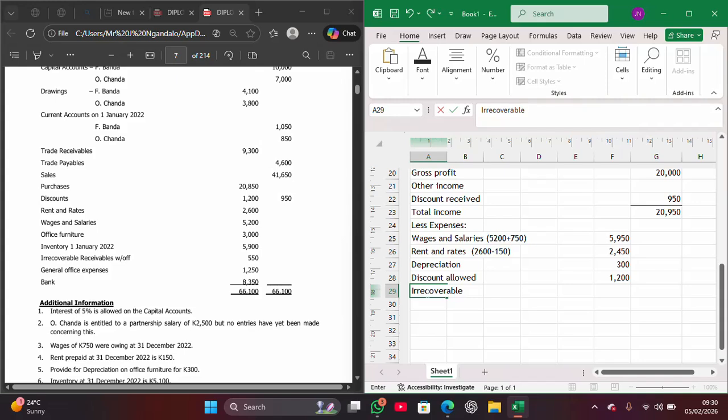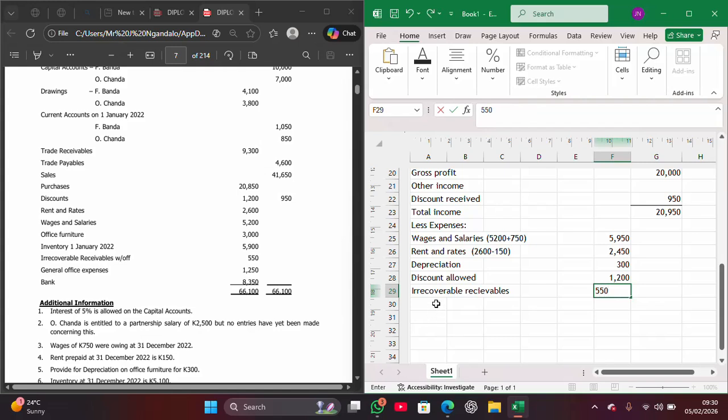Receivables. Sounds very fun, eh? I think receivables and debtors are just the same. Yes, they're the same. It's just that this phrasing is quite long. We normally use irrecoverable debts. We normally say irrecoverable debts.